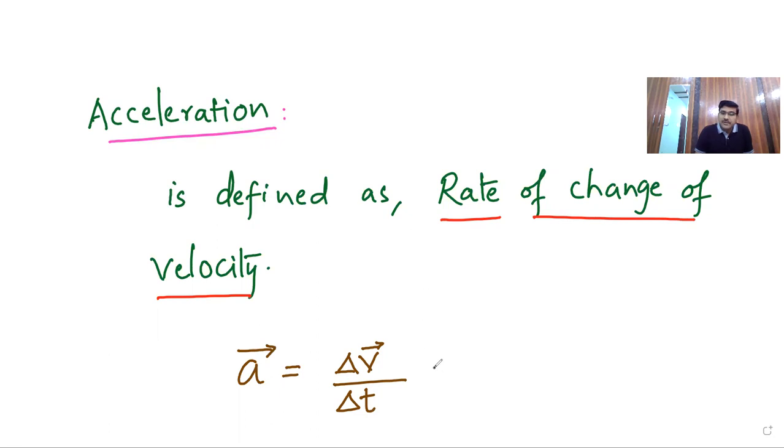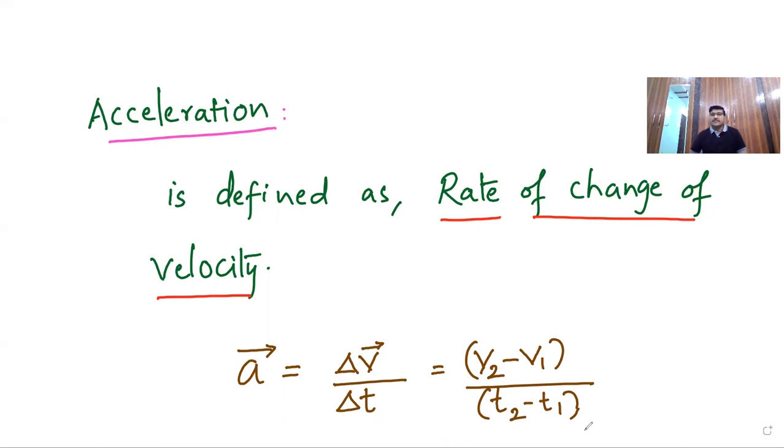Observe. This can be written as change in velocity, let us say v2 minus v1, by change in time, t2 minus t1. Clear?